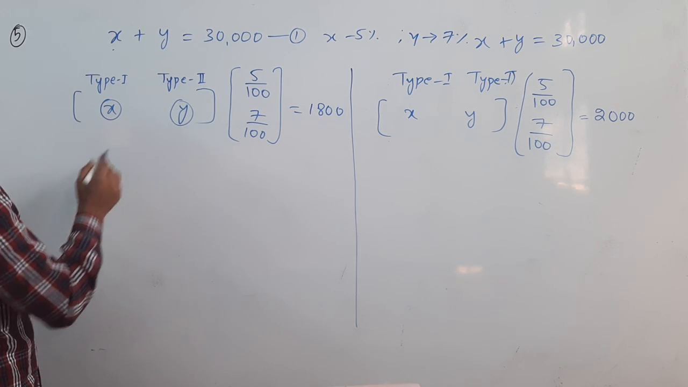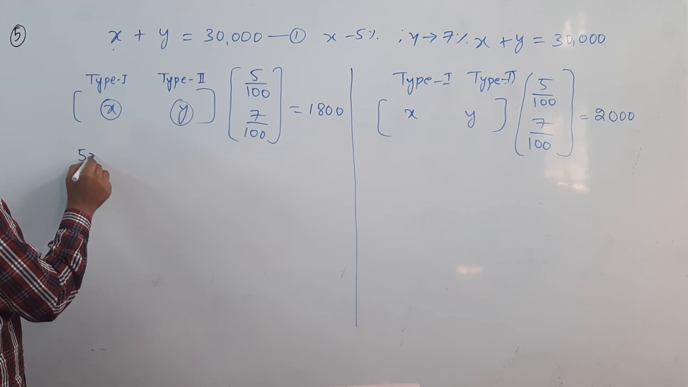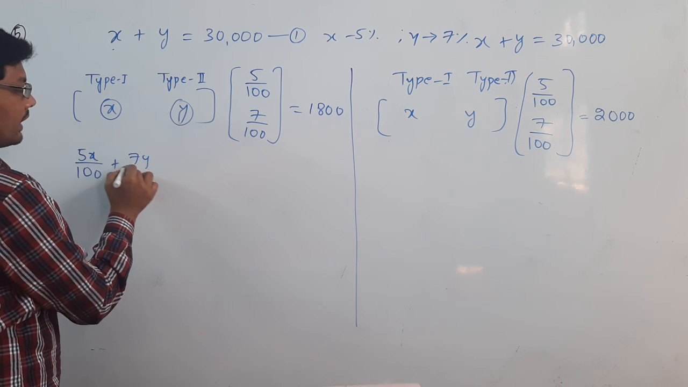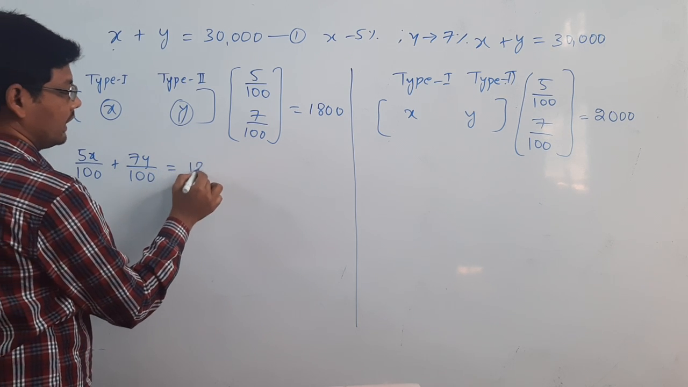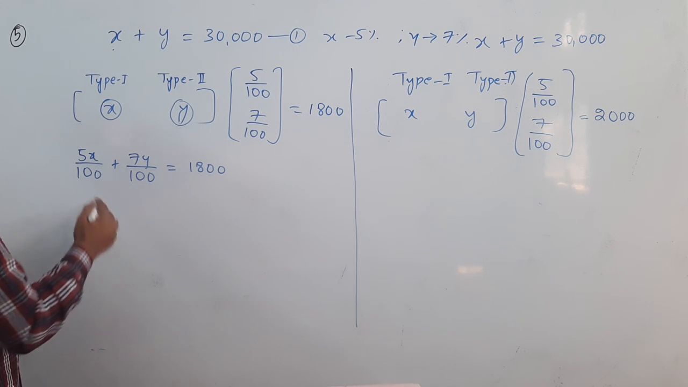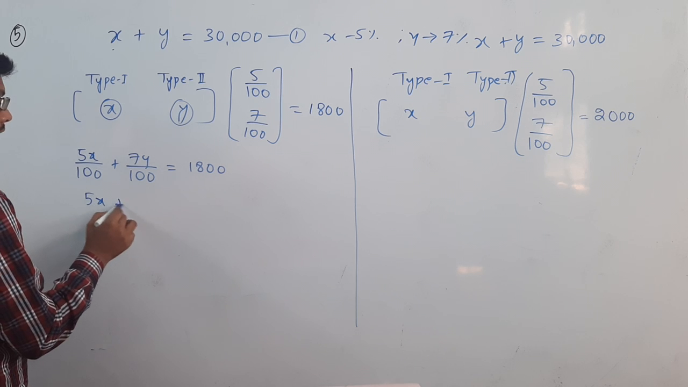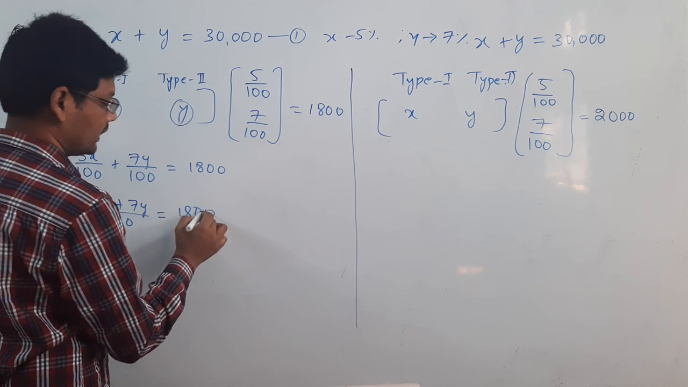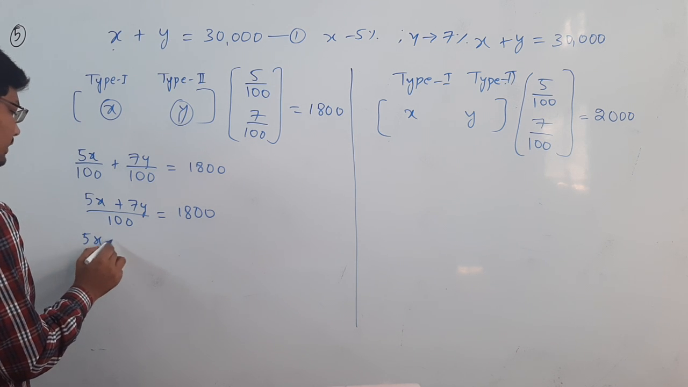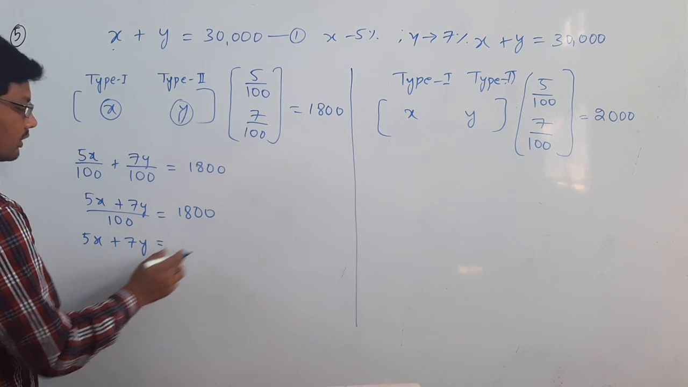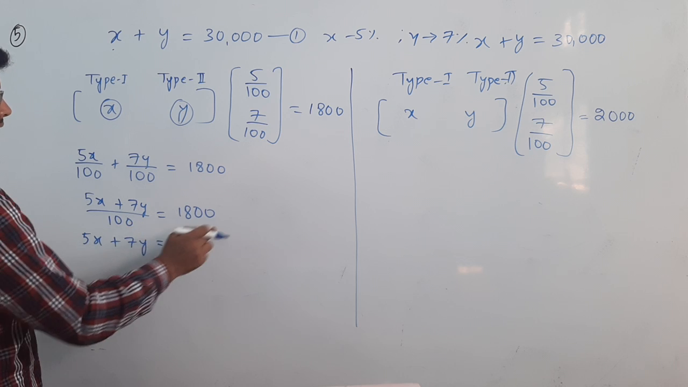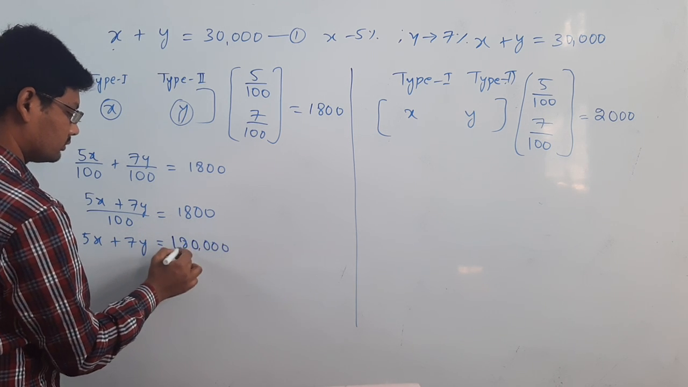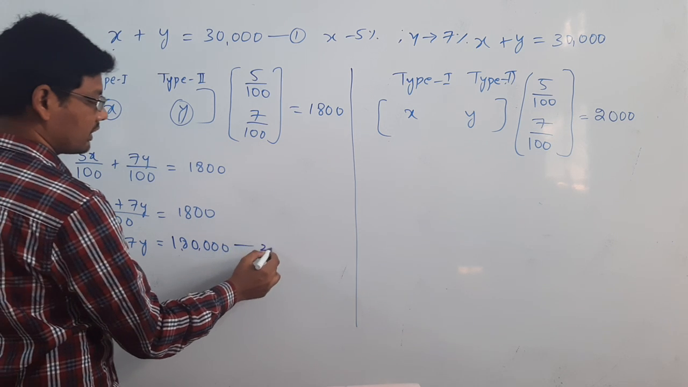Let's multiply here: 5x by 100 plus 7y by 100, that will give 1800. Let's take the LCM: 5x plus 7y by 100 is equal to 1800. If you send this 100 to the right-hand side, 5x plus 7y becomes 1,80,000. This is equation number 2.